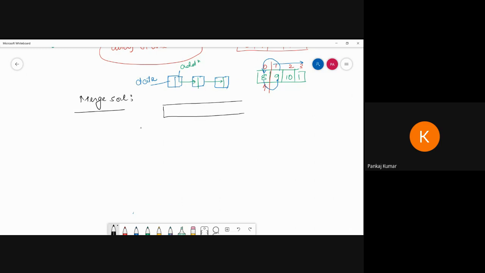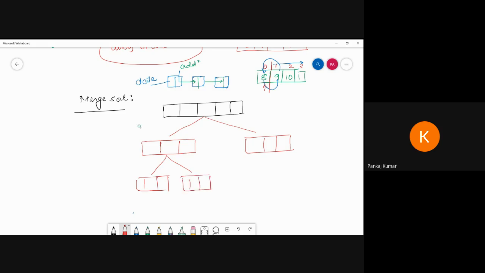This problem is given. This problem can be divided into two subproblems. So my array, the larger problem, becomes smaller, and this further divides again into two parts. Don't worry, I will tell you where we can stop this division. Then it can again be divided into two parts, and again into further two parts.